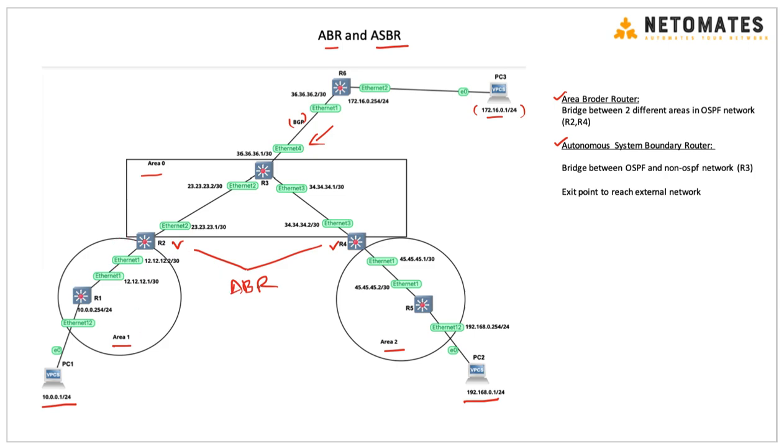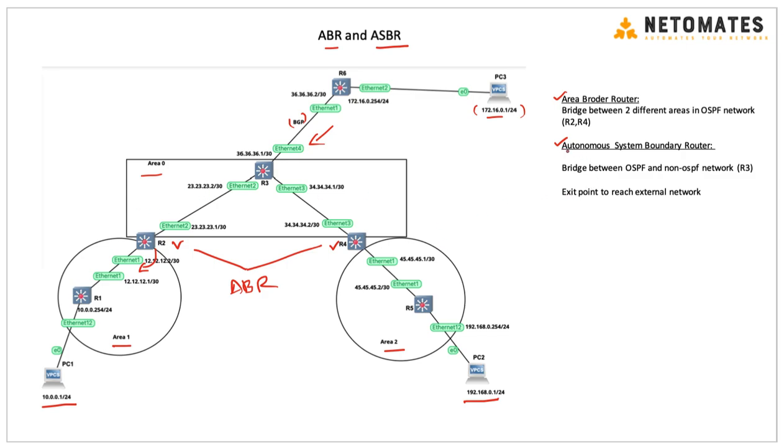The role of an ABR is to be the bridge between two different areas. In this case, R2 is the bridge between area 1 and area 0. So ABRs will advertise other area routes into the area.